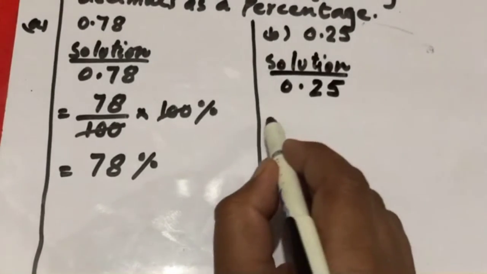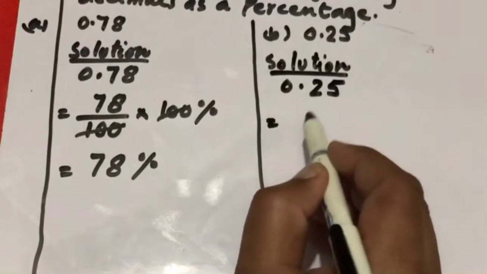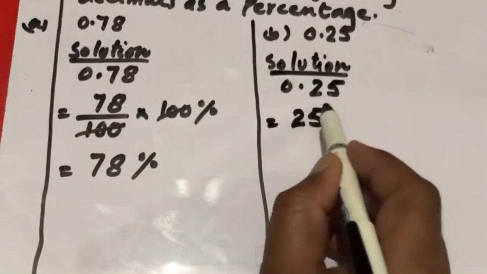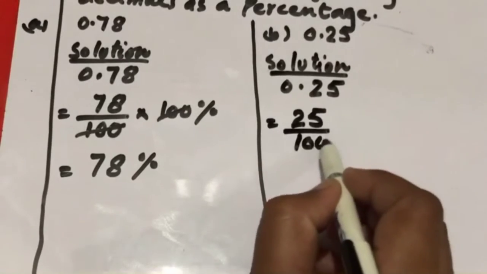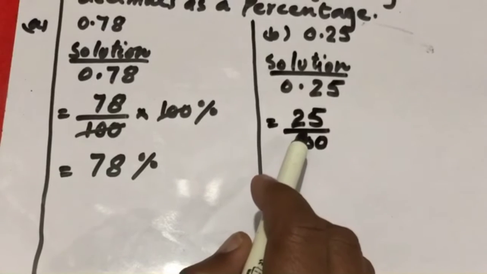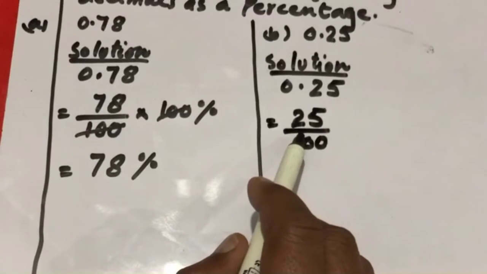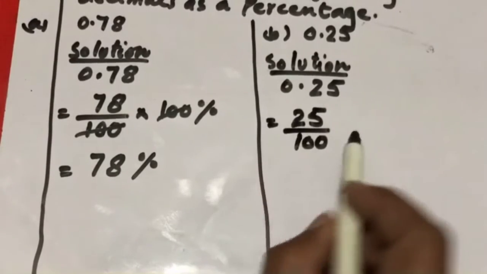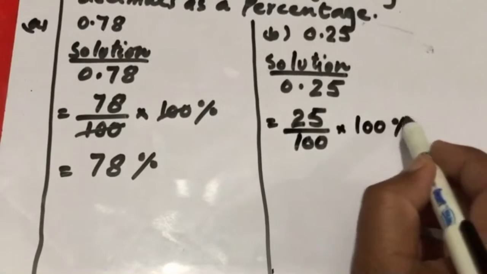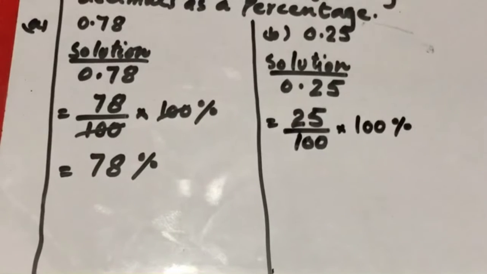Now first of all we will convert the decimal number into the fractional form. It becomes 25 by 100. Now we have the fractional number. Now we are going to convert it into the percentage. So we will multiply this fraction by 100%, as we have learned that if we want to convert any number into percentage, we will multiply it by 100%.